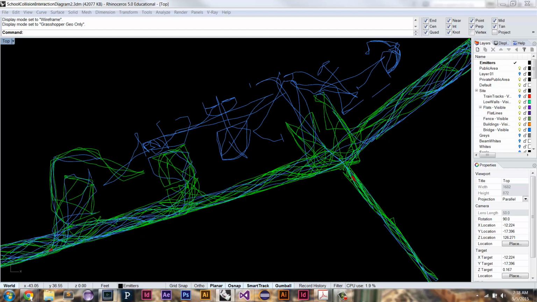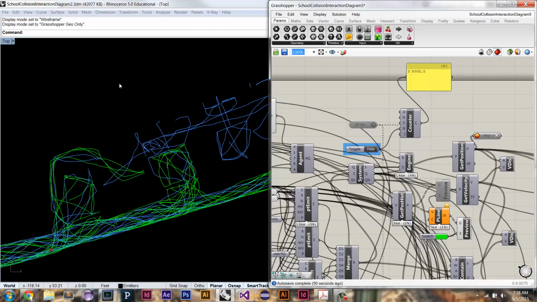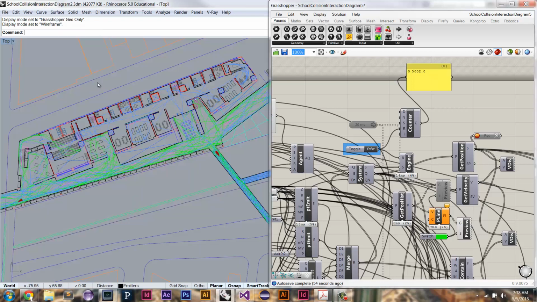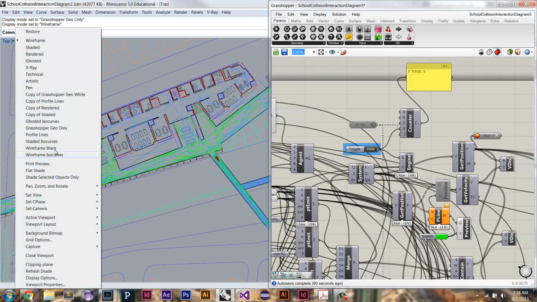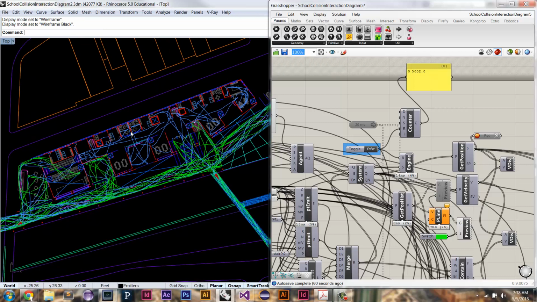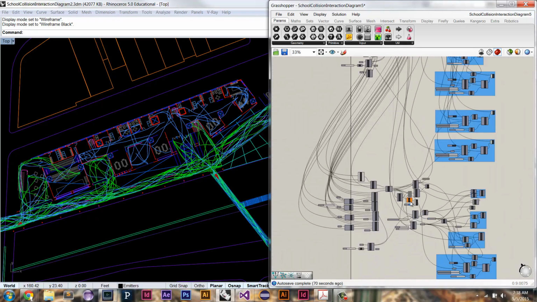But let's see if we learned anything. I'm going to bring this back over here. And let's look at our floor plan. This is better. All right. So let's look at them individually. Turn off the students.